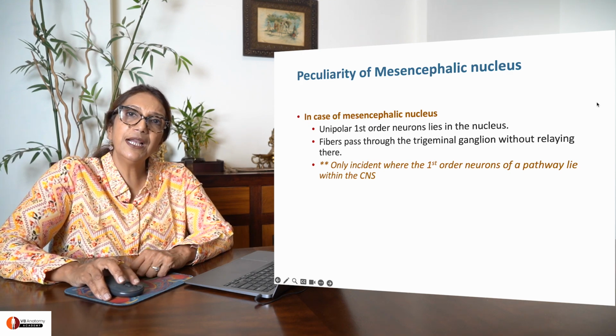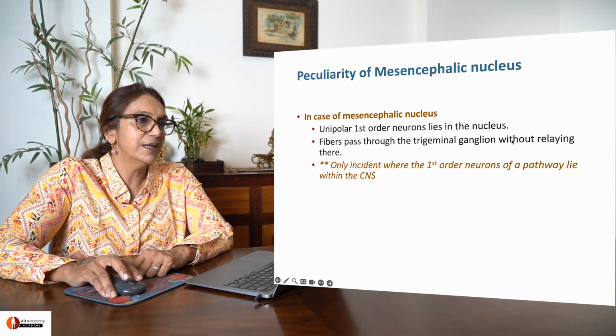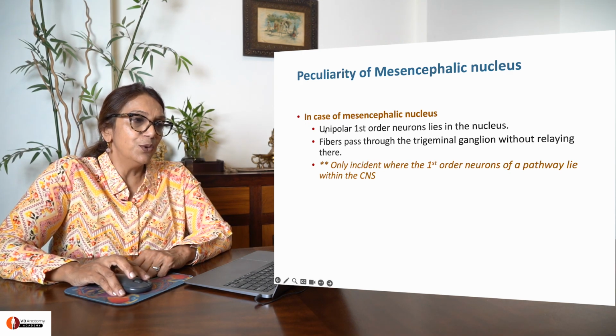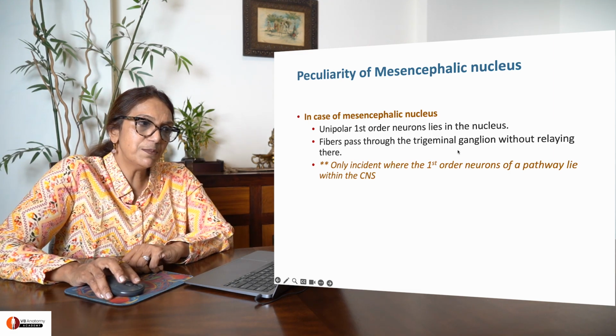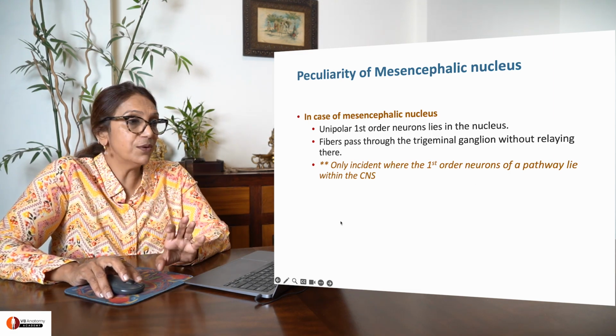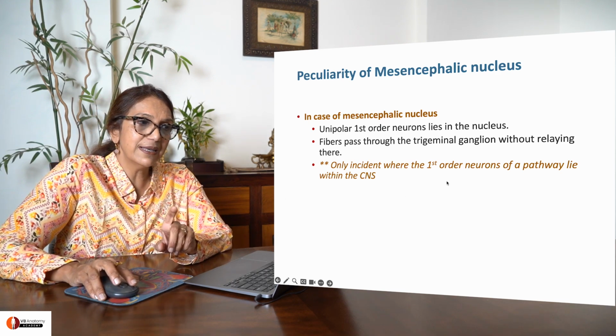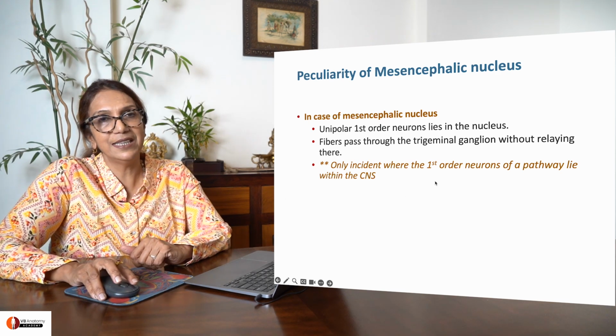So what is the peculiarity of mesencephalic nucleus? Unipolar first order neuron lies in the nucleus. Fibers pass through trigeminal ganglion without relaying. It's the only incidence where the first order neuron lies within the CNS.